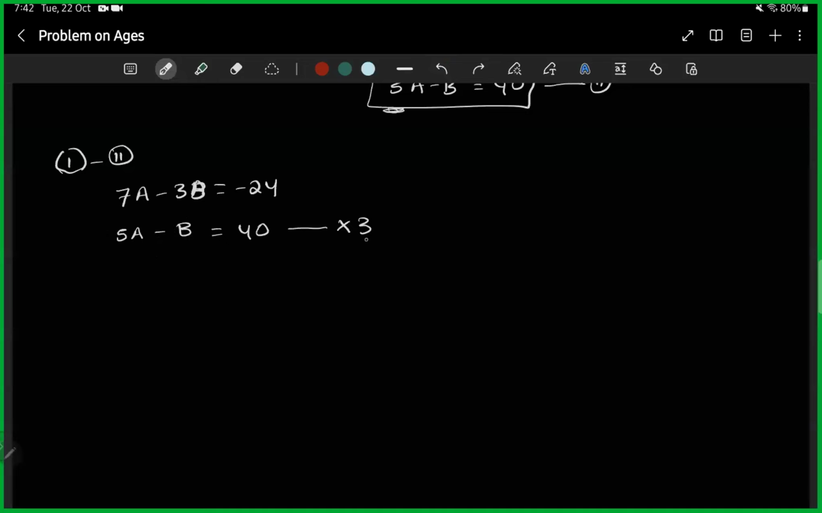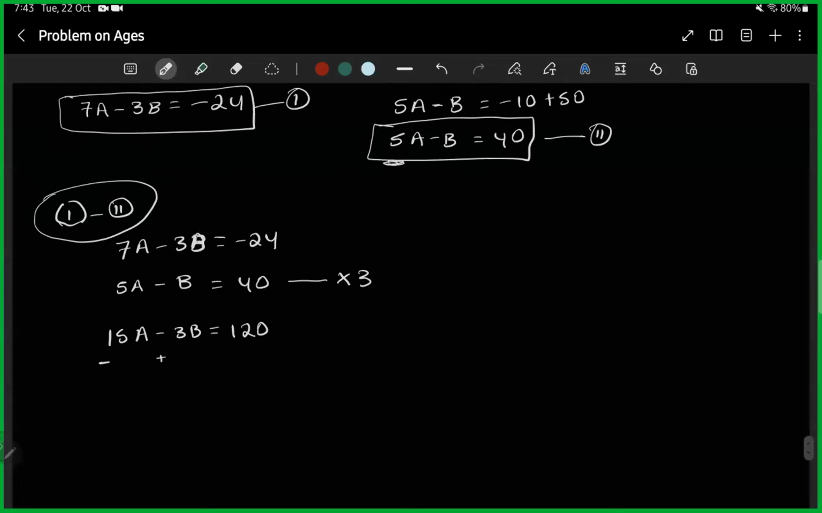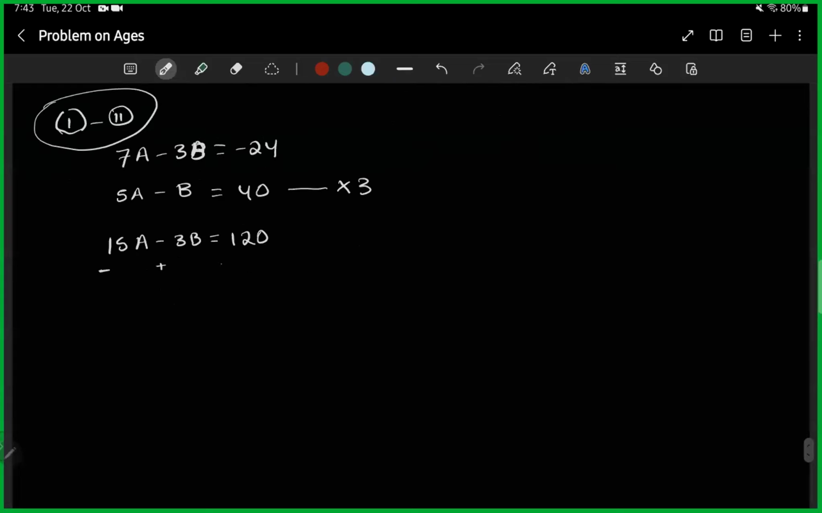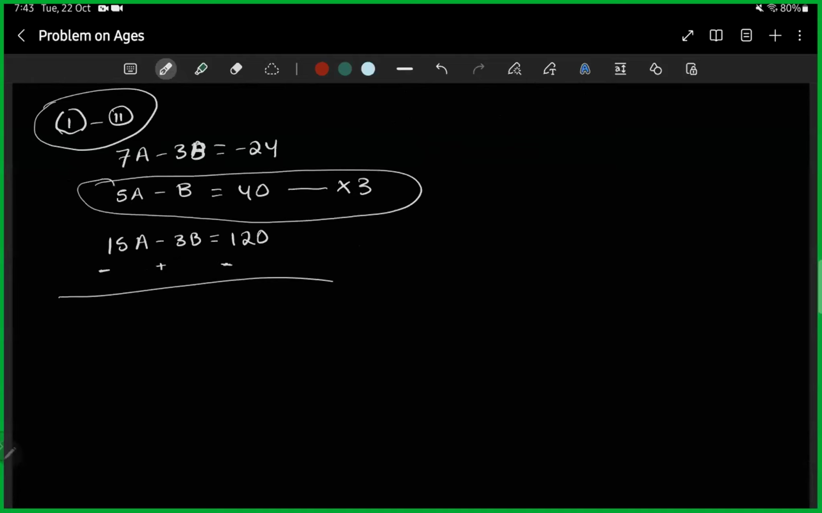So you multiply this with 3, this will give you 15A minus 3B equal to, you have to multiply both sides, the whole equation, with 3. So 40 times 3 is 120. Now since we are subtracting, you have to change the signs as well. So this positive becomes negative, this negative becomes positive, and this positive will again become negative. Now you ignore this part. This has been converted into this. So you subtract this and this.